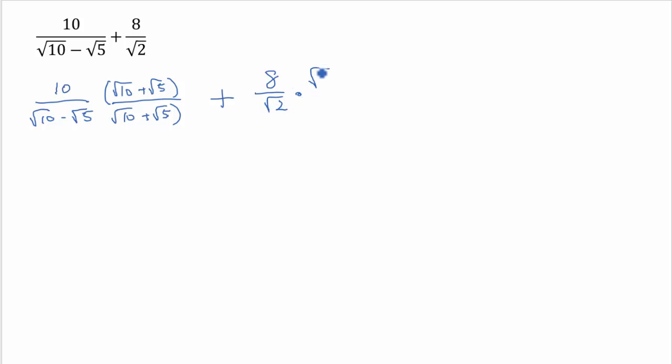What do I need to multiply that by? The square root of 2 over the square root of 2. Okay, so now I need to distribute on the top right here. 10 times the square root of 10 plus 10 times the square root of 5. I have to FOIL the bottom here.